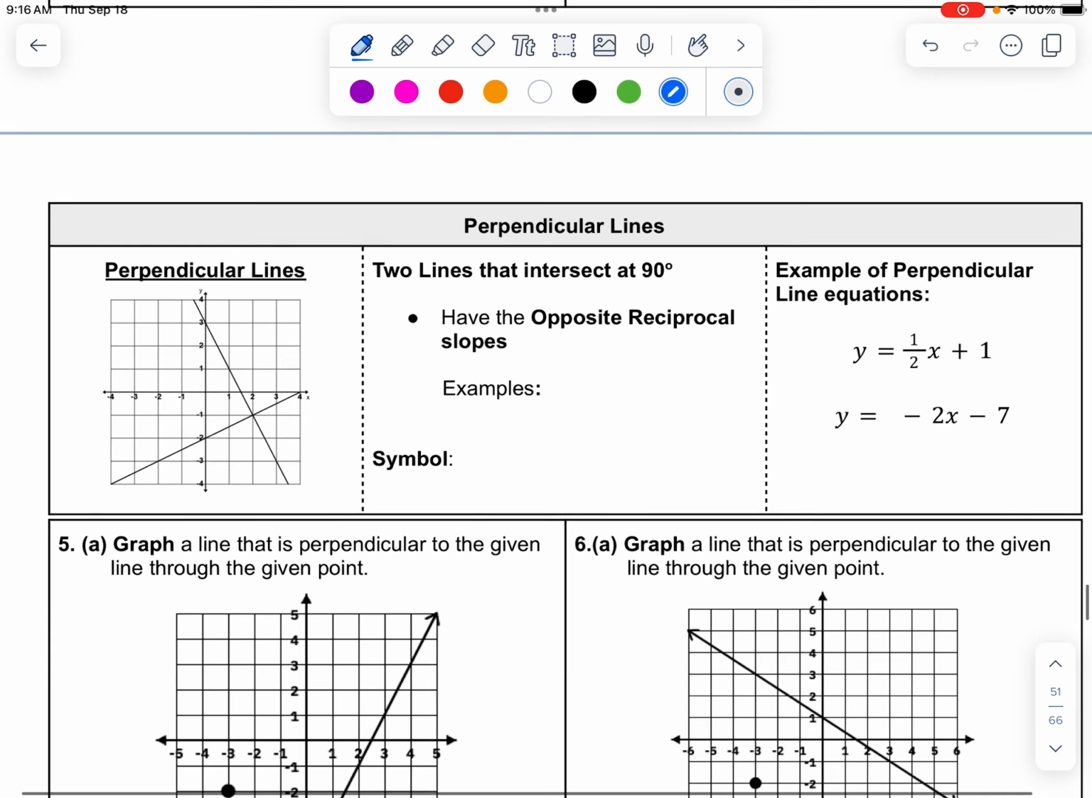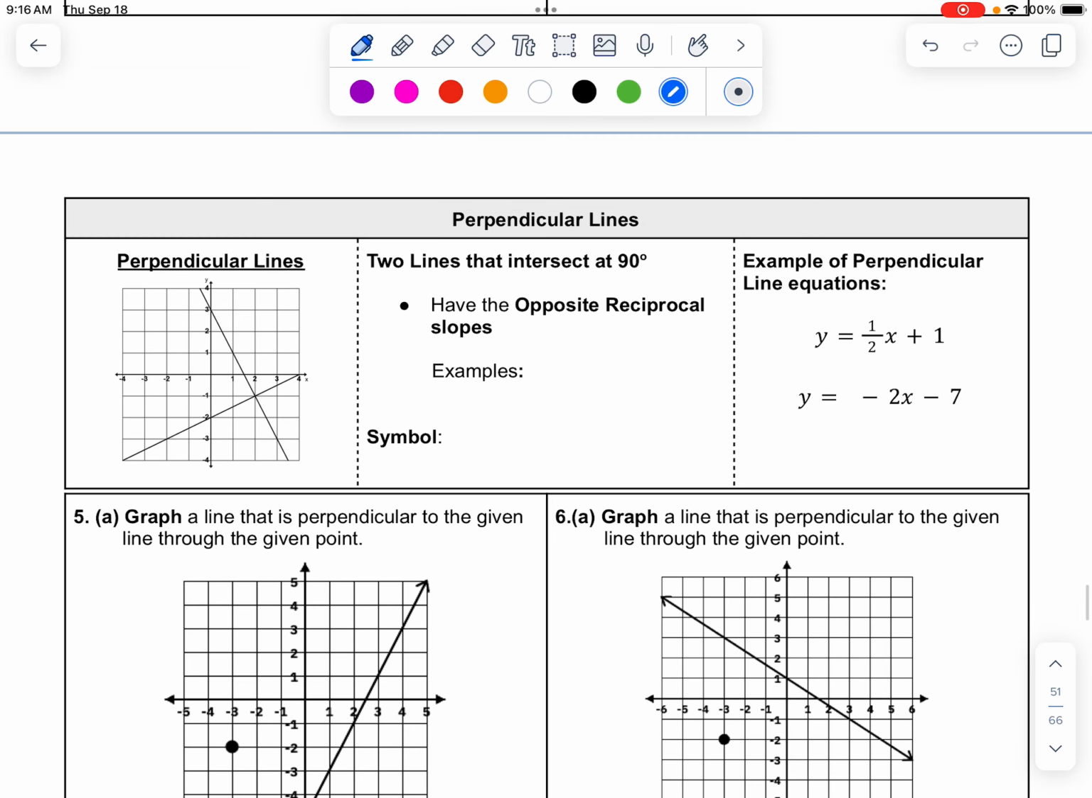Let's also talk about perpendicular lines. Now, perpendicular lines are going to intersect. That means they're going to cross each other. But specifically, they're going to intersect at a 90-degree angle. So lines that look like this are not perpendicular. But lines that look like this are perpendicular because they make a 90-degree angle.